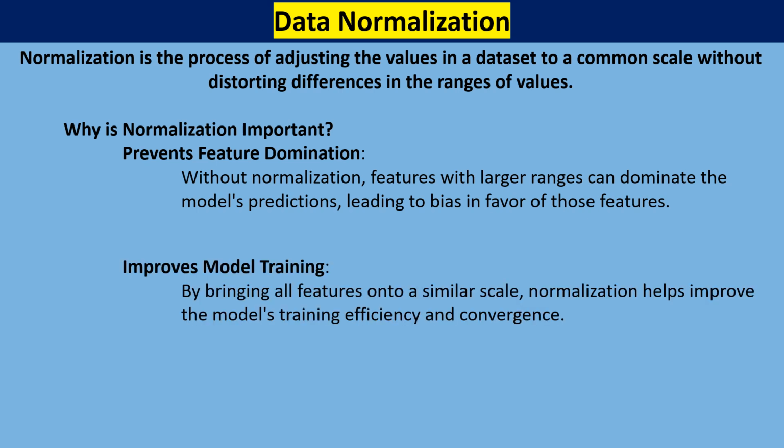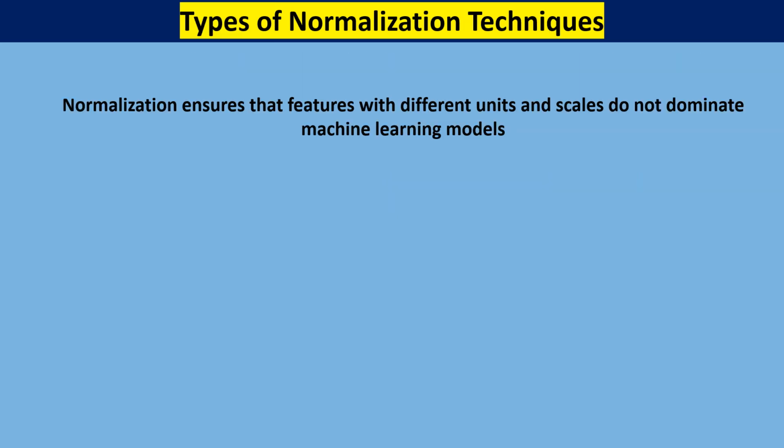Improve model training by bringing all the features onto a similar scale. Normalization helps improve the model's training efficiency and convergence. Efficiency increases with normalized data: the algorithm can train faster and converge more quickly because the model treats all features equally. Types of normalization techniques.